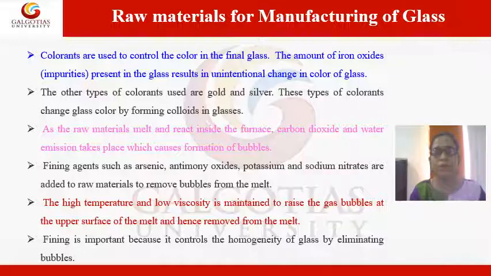The high temperature and low viscosity is maintained to raise the gas bubbles to the upper surface of the melt, so that they can be removed from the melt. Fining is also an important step during the manufacturing of glass because it maintains the homogeneity of glass by eliminating the bubbles. So these are the different steps and components involved during the manufacturing of glass.